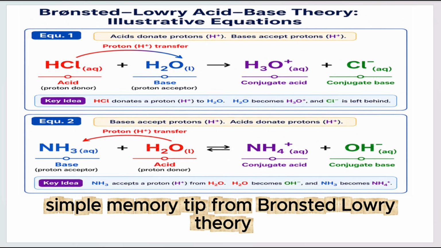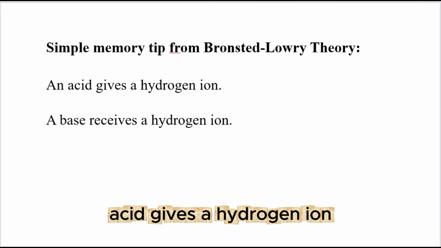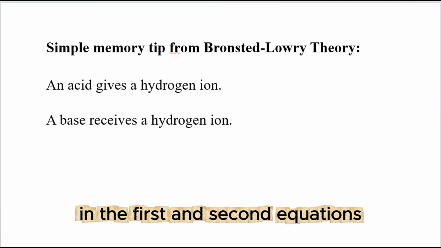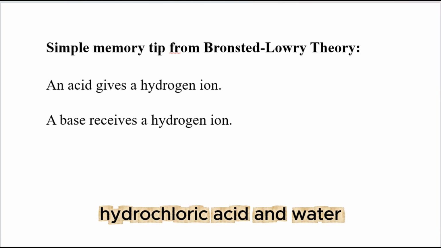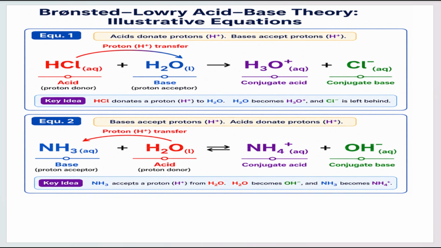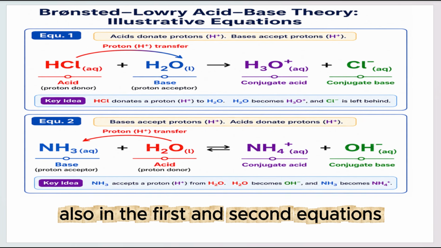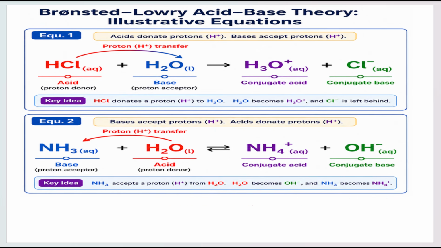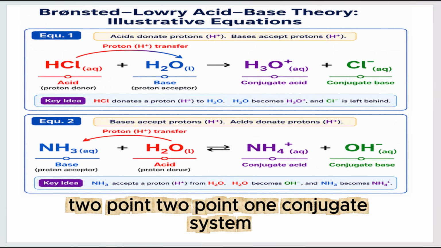Simple memory tip from Brønsted-Lowry theory: acid gives a hydrogen ion. Base receives a hydrogen ion. In the first and second equations, hydrochloric acid and water, respectively, donate hydrogen ions, so both are acids. Also, in the first and second equations, water and ammonia, respectively, accept hydrogen ion, so both are bases.